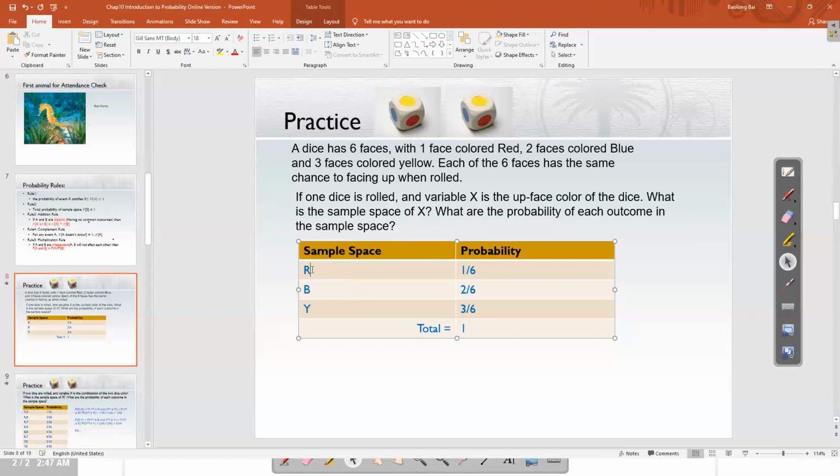Then what's the probability of red? You have 1 face only, right? 1 out of 6. Probability of blue, 2 blue faces out of 6 faces. Probability of yellow, 3 yellow faces out of 6 faces, right? And the total probability is equal to 1, right? So this is just verification. The total probability for any sample space needs to be equal to 1. This is pretty simple. You have 1 die, it's simple.